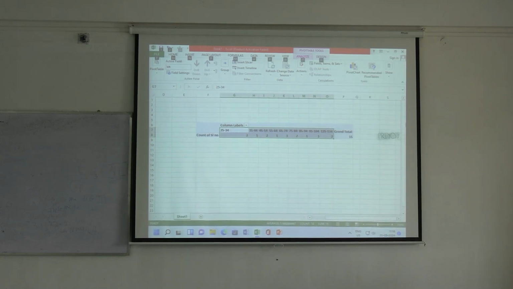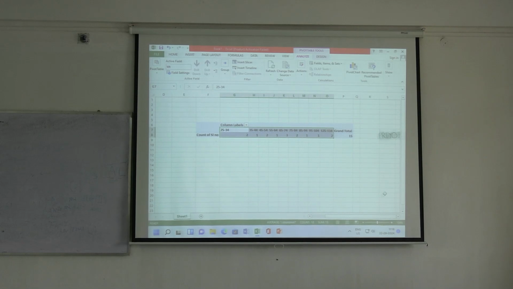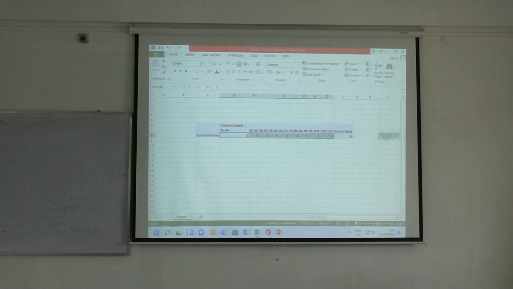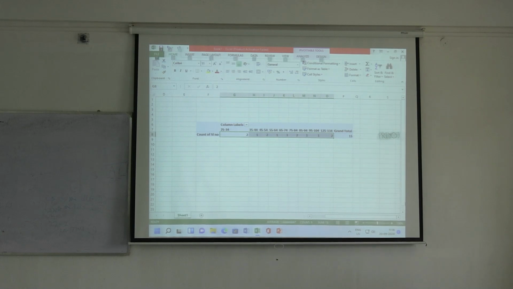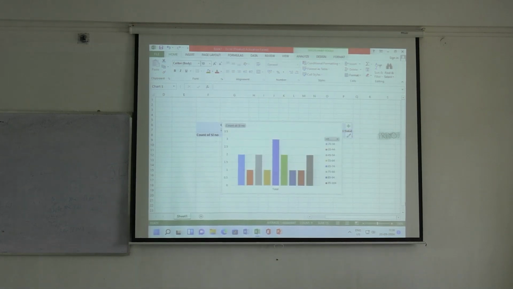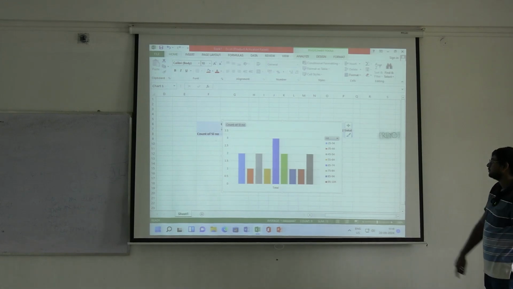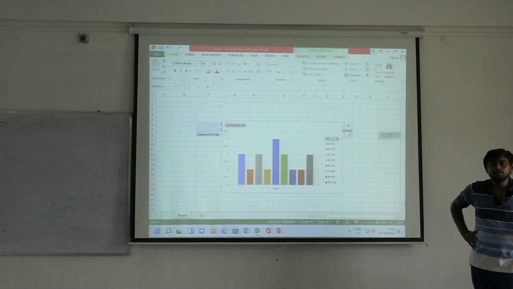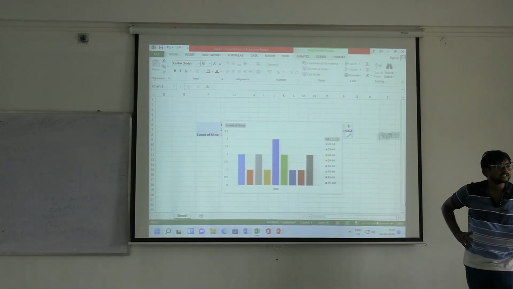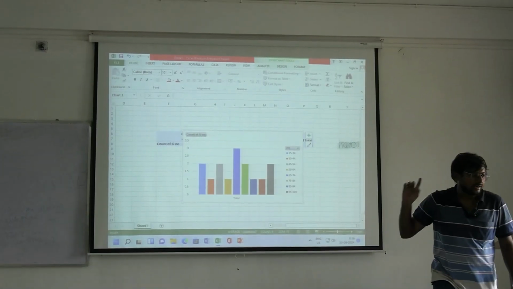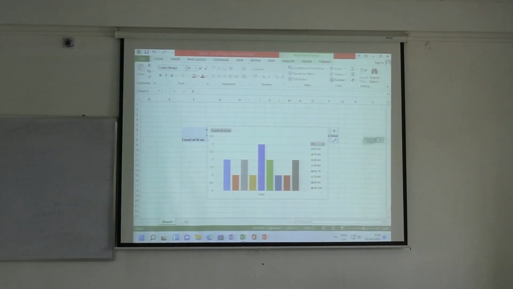Okay, I'll just do this. So now you know how to do a diagram. So bivariate descriptive is clear to everyone, right? I'll write down the steps once again.